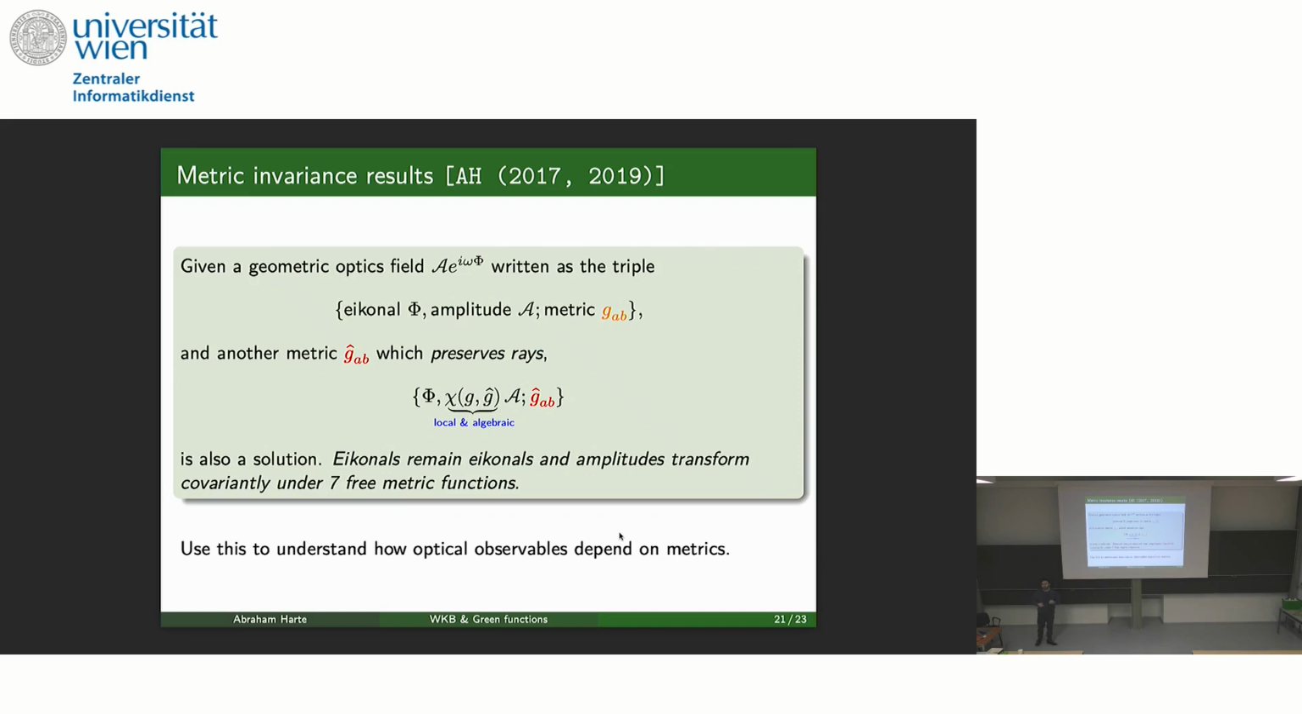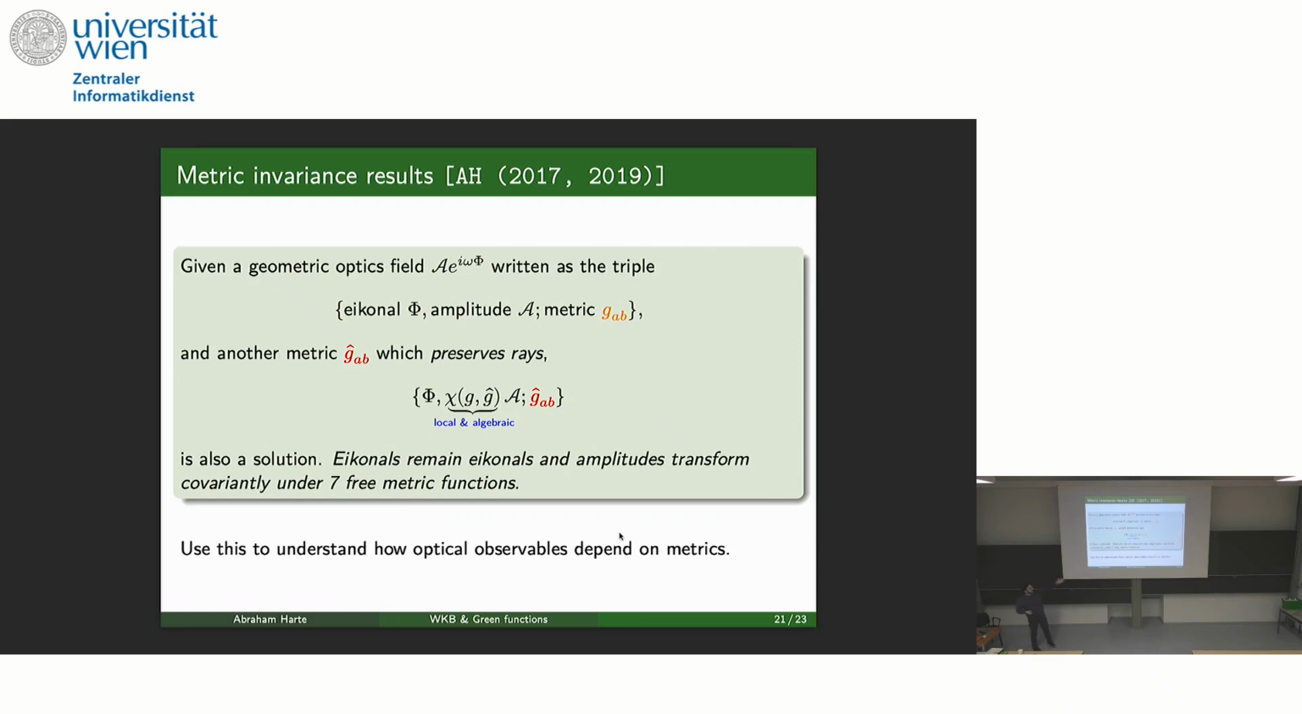You can change the metric without changing the field, or at least you keep the eikonal the same, you change the metric, and your amplitude changes at most by some local factor. You don't have to solve any differential equations. So this is saying essentially that geometric optics transforms covariantly under certain transformations of the metric. And these are not very special transformations. In fact, you can transform arbitrarily seven of your metric functions. You have 10, let's say, components of your metric. You could do whatever you want to seven of them, and these things stay the same. So this is a very powerful result.